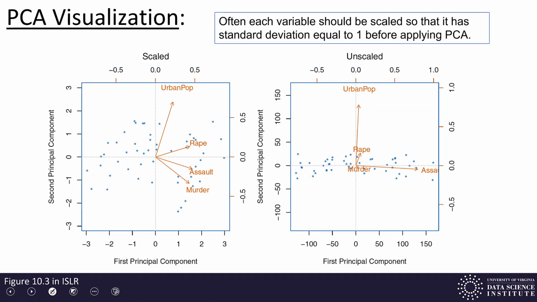Going back to our urban population US arrests data, the left-hand side is the scatter plot we're looking at, where the data are scaled beforehand, and the right-hand side is when they're unscaled.